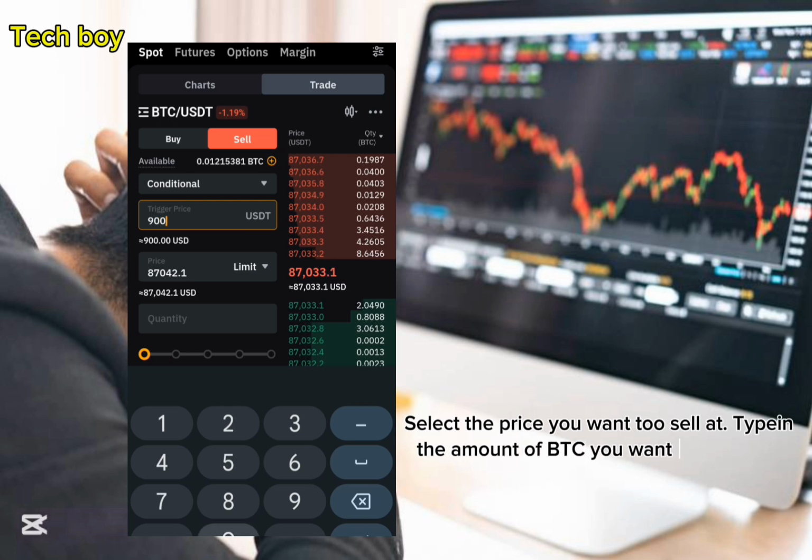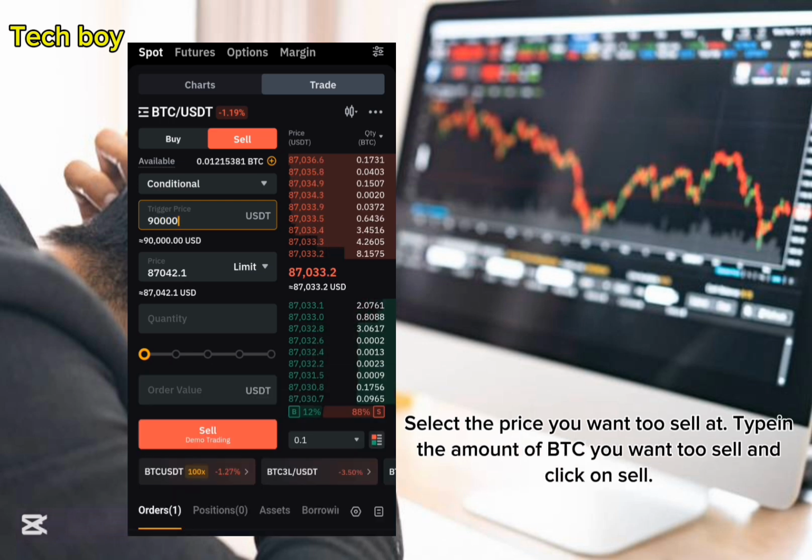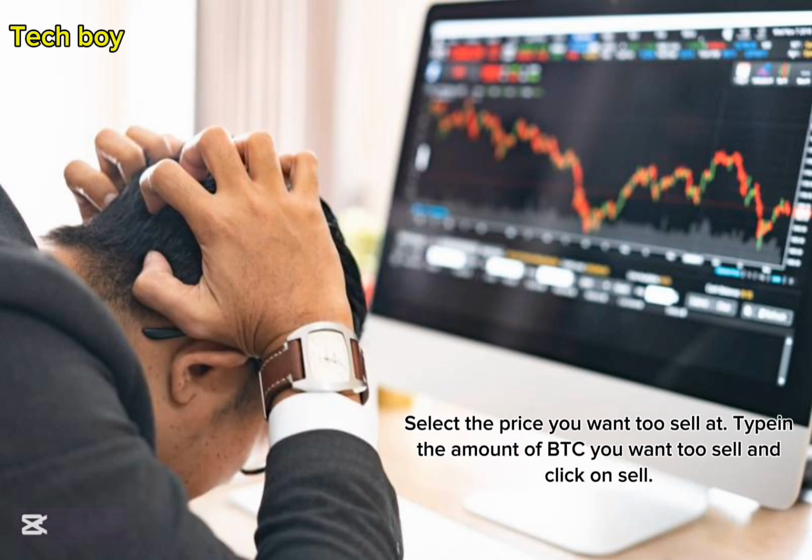Select the price you want to sell at. Type in the amount of BTC you want to sell and click on Sell.